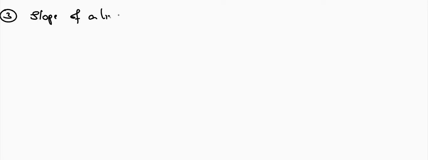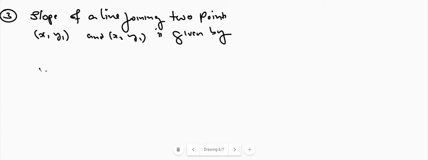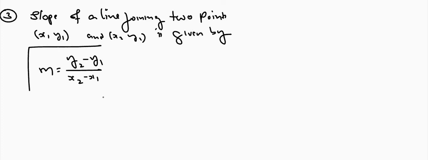Okay. Number 3, slope of a line joining two points (x1, y1) and (x2, y2). We represent slope as m. The formula for finding the slope is m is equal to (y2 minus y1) divided by (x2 minus x1). This is the slope of a line joining two points.